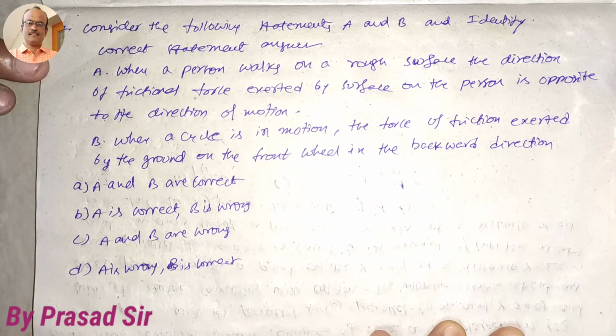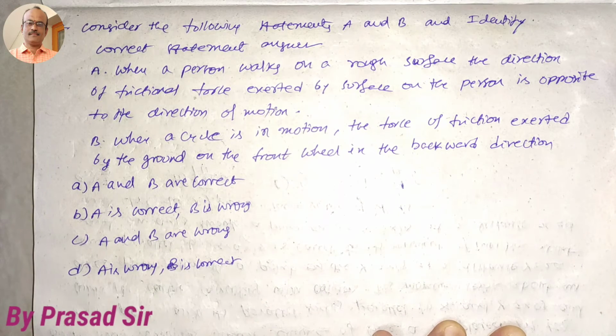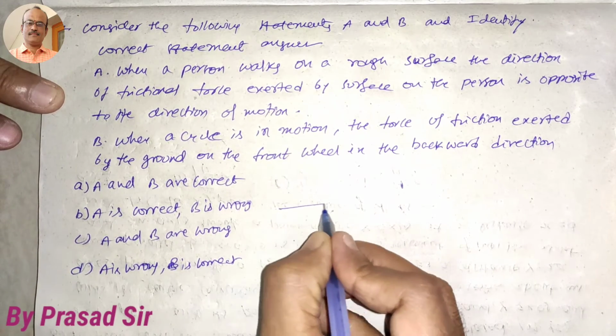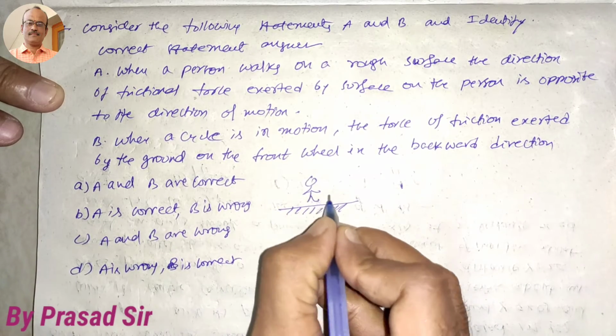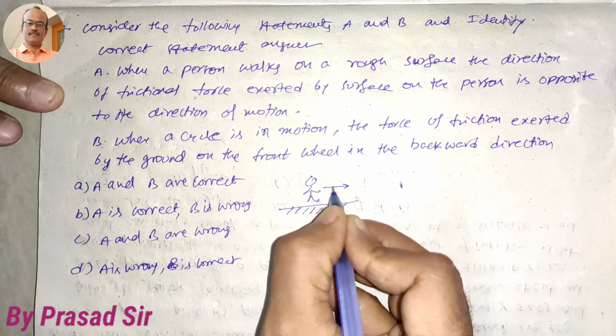Now the question number 7. Consider the following statements A and B and identify the correct answer. A. When a person walks on a rough surface, the direction of frictional force exerted by the surface on the person is opposite to the direction of motion. Is it right or wrong? So let us consider this is the ground. Here there is a person, who is walking in this direction.